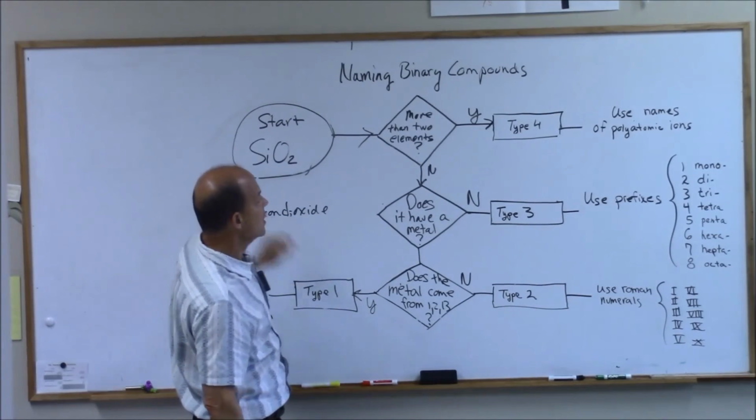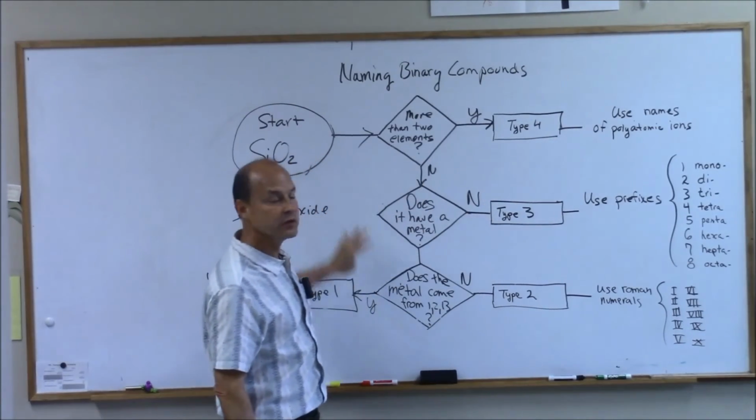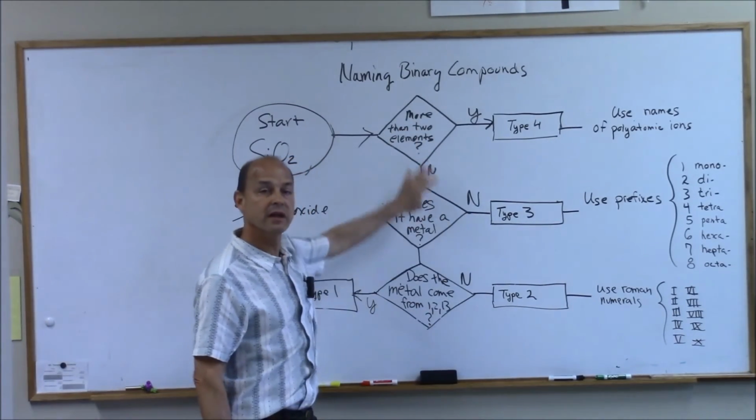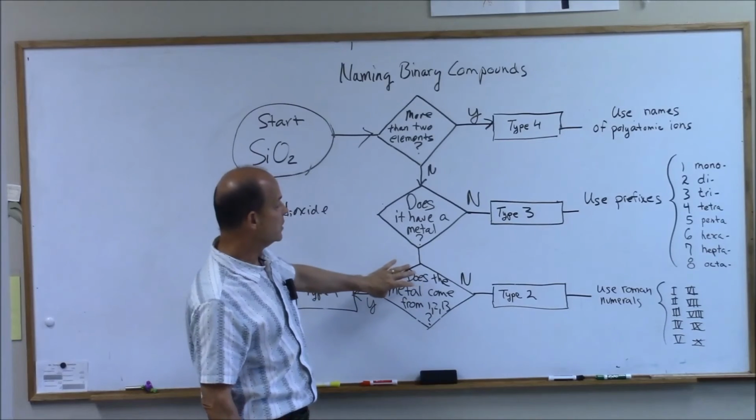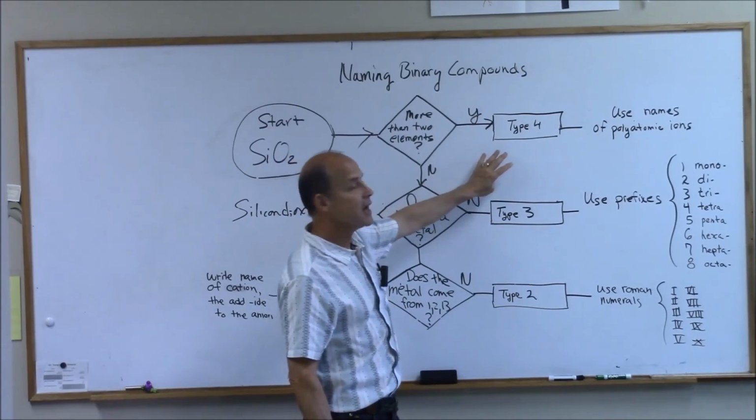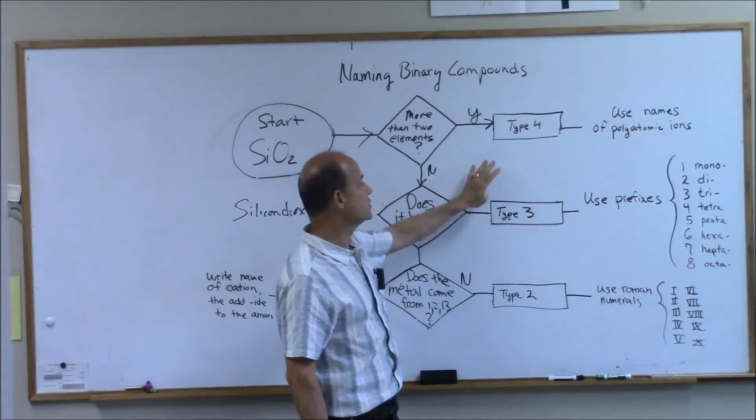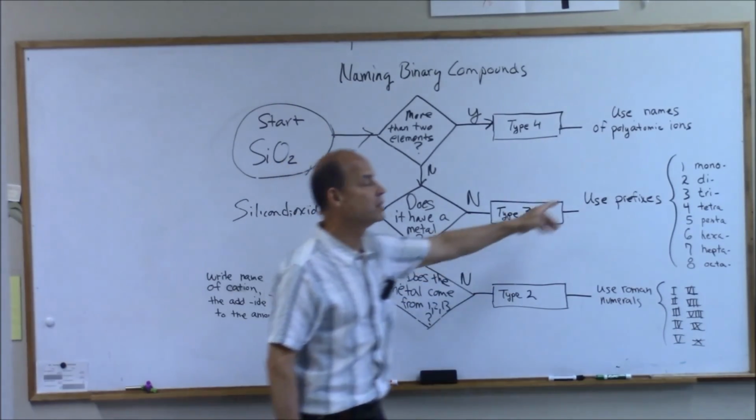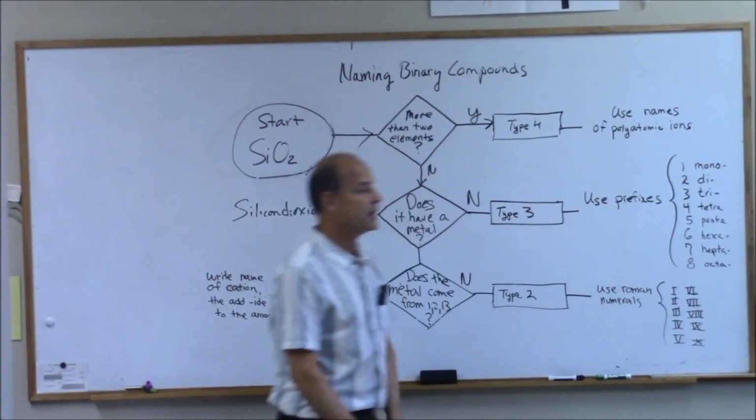Okay? So I've showed you how to do the flow chart. I've showed you that the questions are important and the order of the questions is really important, and it's not good enough just to know what the type is, but you have to know what to do with each type to name it. Okay?